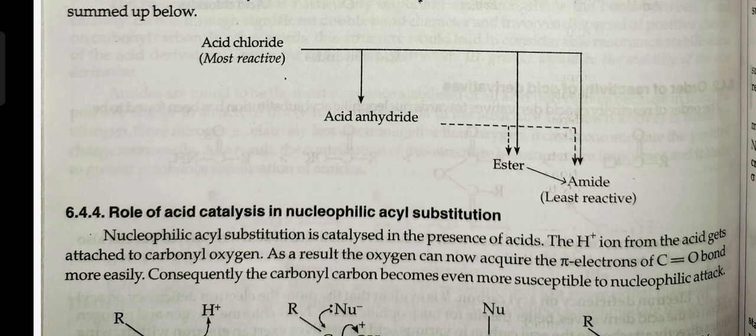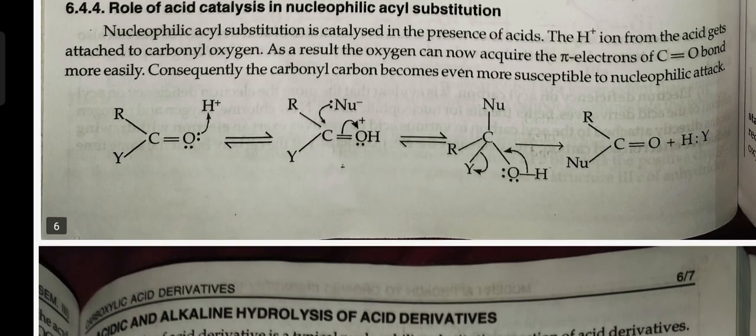Role of acid catalyst in nucleophilic acyl substitution. Nucleophilic acyl substitution is catalyzed in the presence of acid. The H⁺ ion from the acid gets attached to the carbonyl oxygen. As a result, the oxygen can now acquire the pi electrons of the C=O bond more easily. Consequently, the carbonyl carbon becomes even more susceptible to nucleophilic attack.